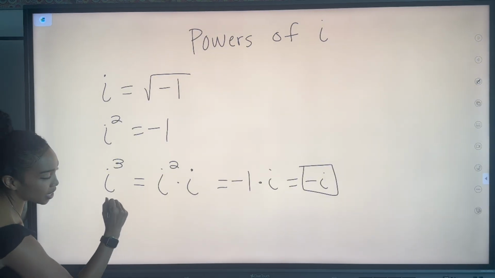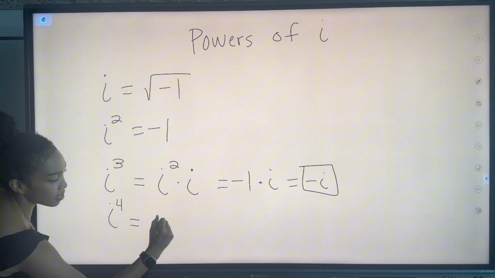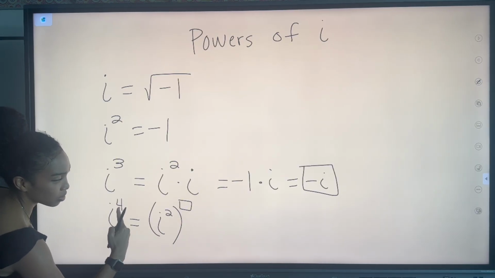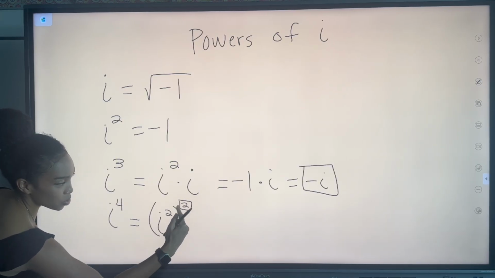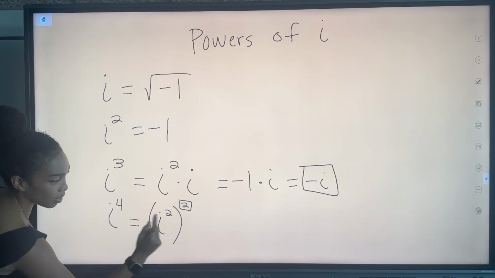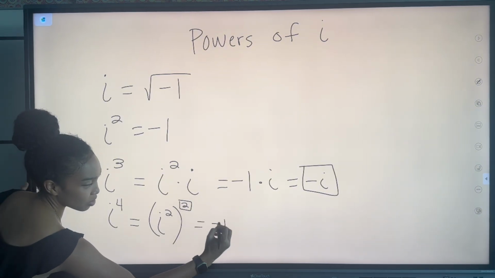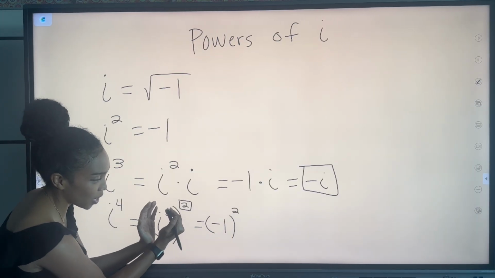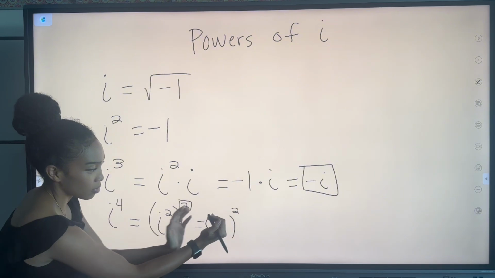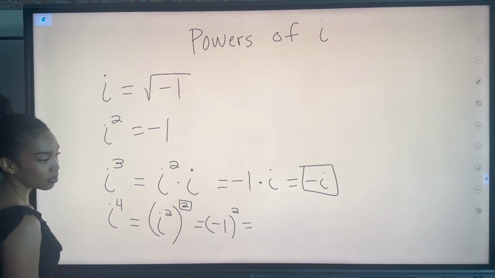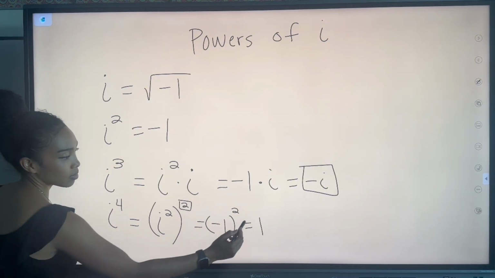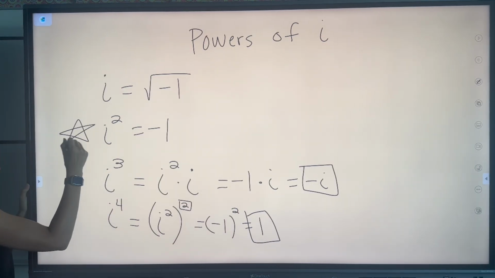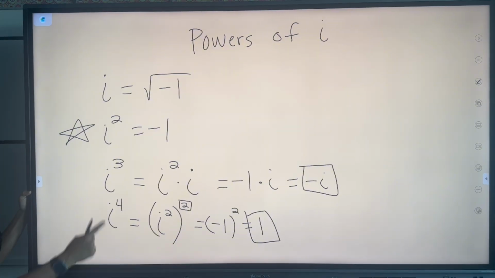Next, let's do i to the 4th power. This is i squared to some exponent. What exponent do I need here to get 4? 2, because 2 times 2 would give you that 4. Well, i squared is just negative 1. So this is negative 1 squared. We're replacing this i squared with the negative 1. What is this equal to? 1. So as long as you remember this one, you're good. i squared is negative 1.